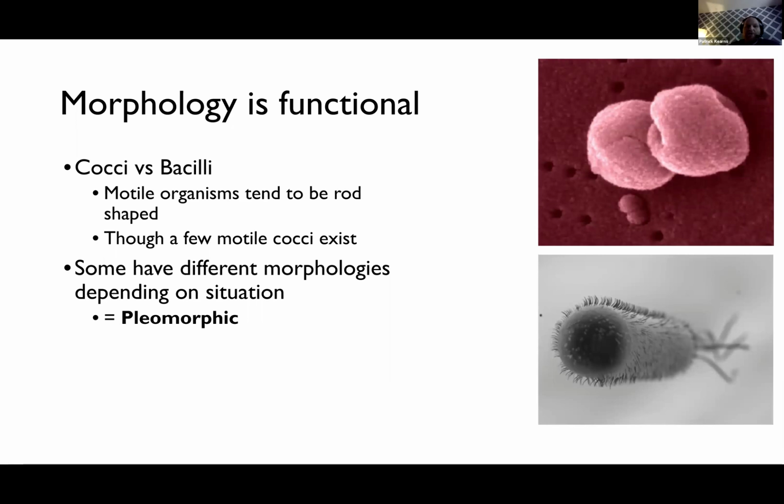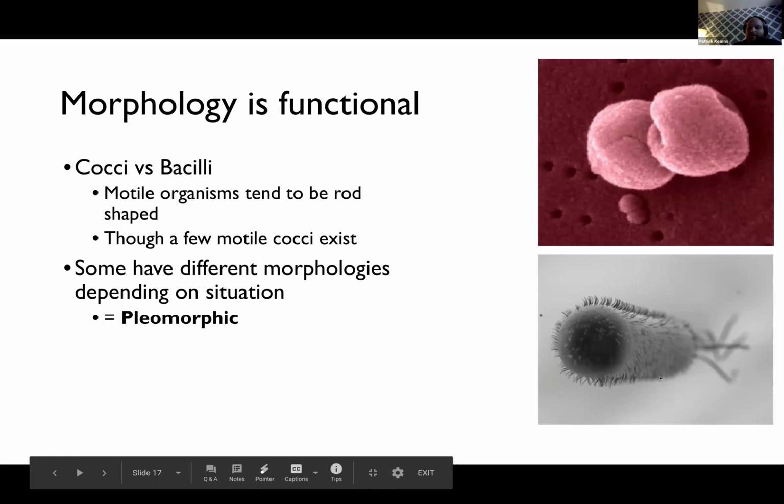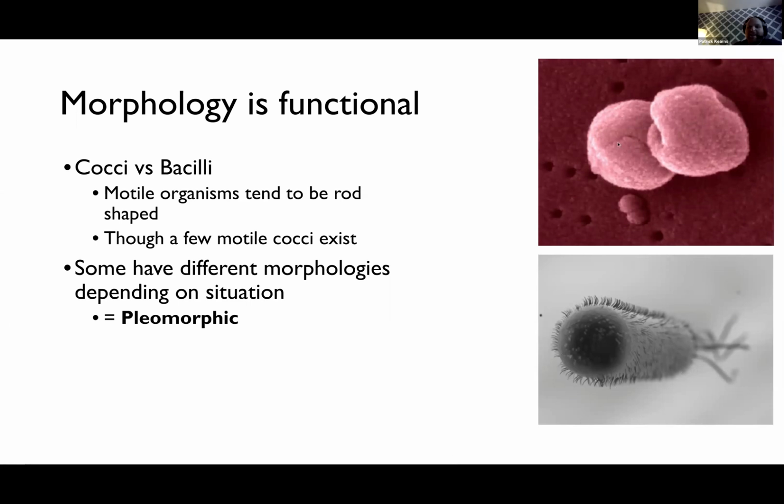Another part of morphology, again functional, is this idea of cocci versus bacilli. These are the two most common cellular morphologies we see in bacteria, cocci being round and bacilli being rod-shaped. As a general rule, if you're bacillus, you're likely to be motile, meaning you have the capacity to move. If you are cocci, you're likely not able to move. But there are exceptions to both rules. There are bacilli that are incapable of movement and cocci that have the capacity for movement. But as a general rule, if you're round, you're not swimming. If you're rod-shaped, you're swimming.